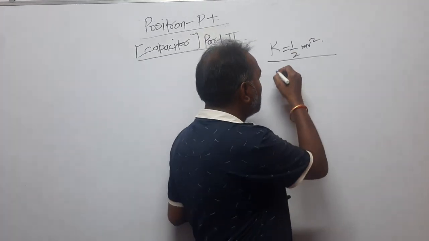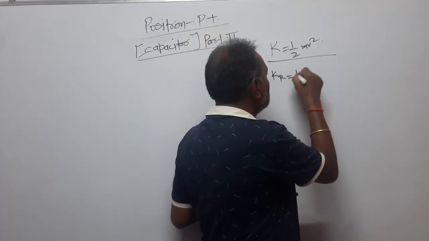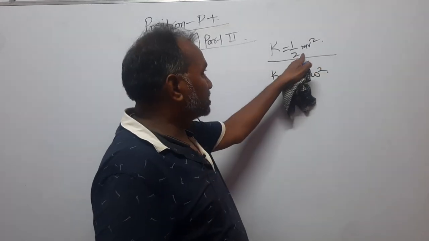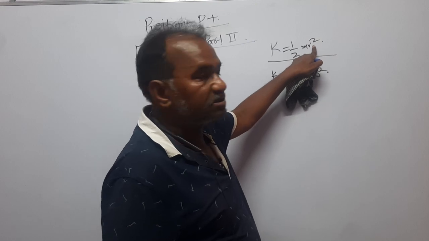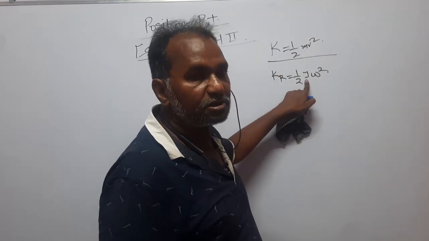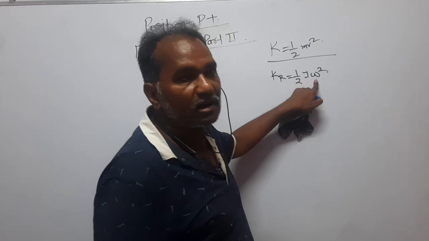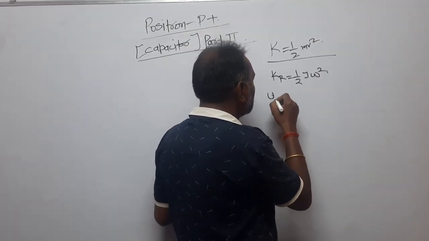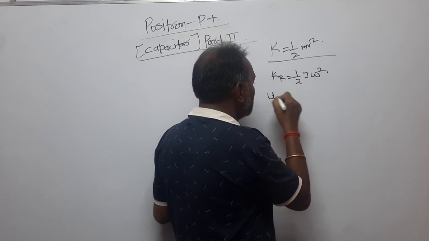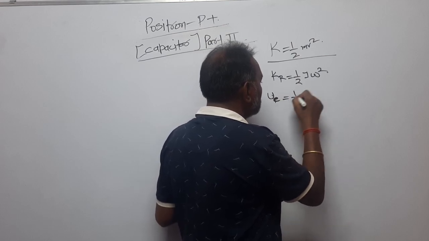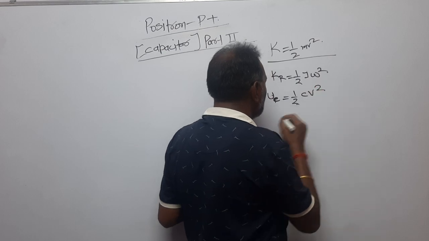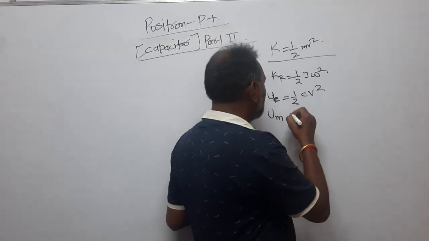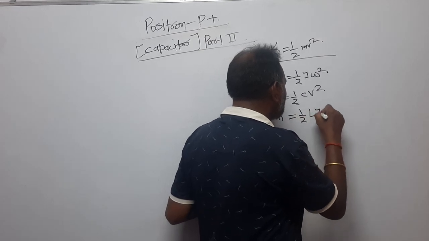In rotational motion, how do you write it? In rotational motion, your kinetic energy turns out to be half I omega square. M is the mass and V is the velocity in the case of linear motion, and in the case of rotational motion, I is the moment of inertia and omega is the angular velocity. And the stored energy in the capacitor in electric form, UE, is half CV square, and the stored energy in an inductor in magnetic form works out to be half Li square.